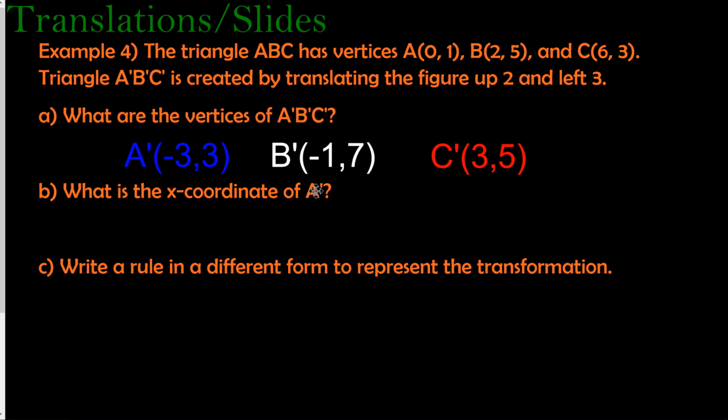What is the coordinate of the new A? The x-coordinate of the new A is simply, excuse me, negative 3. Goes to right here. And the rule written in a different form, so let's go with right here the mapping form, which means that we're going to the left 3. So this could be negative 3, comma, up 2, like that. Okay?